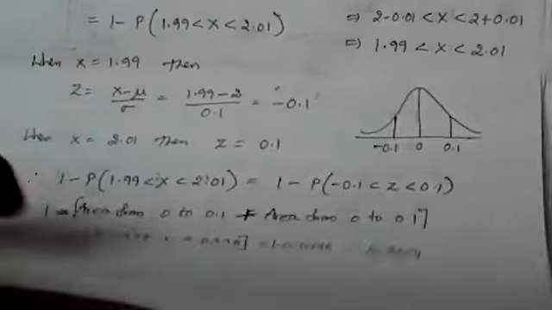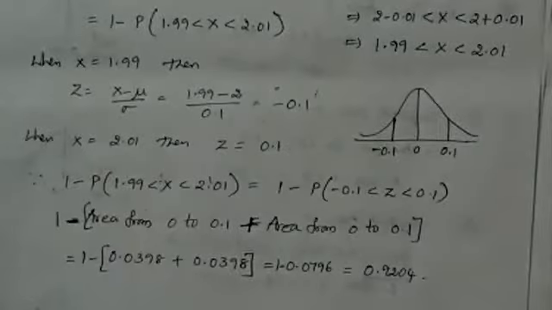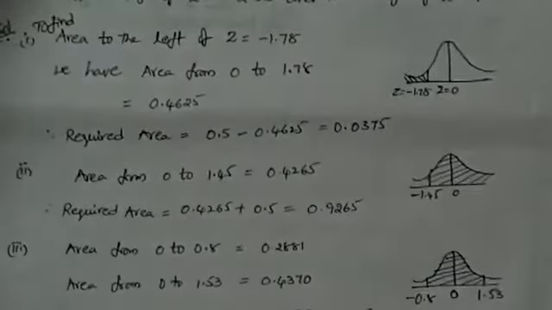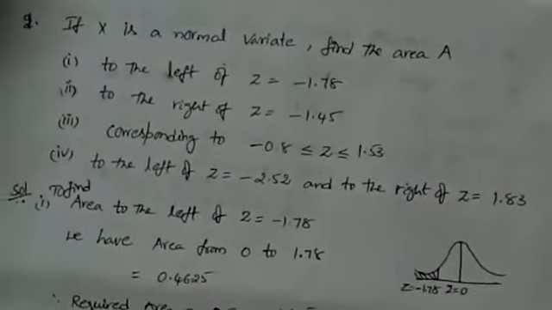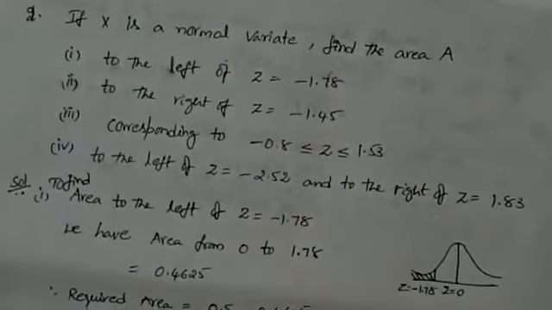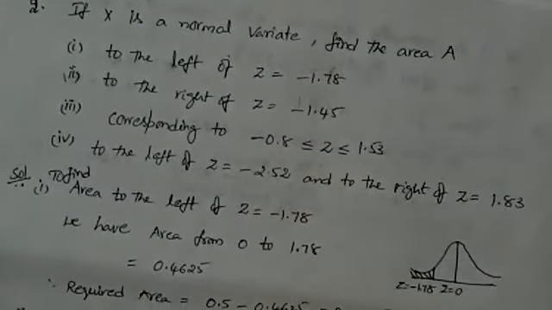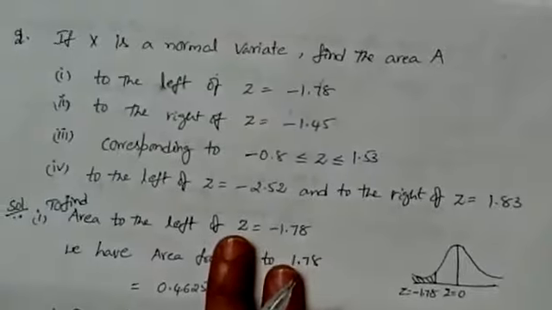Okay, the same way, there is another question related to this probability. So this is another model. In this model, you will have two different types of questions. One is if you know the z value, you have to find the area. If you don't know the z value, then from the area you can find the z value. That is another model question.